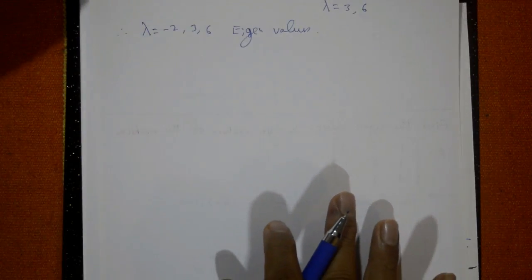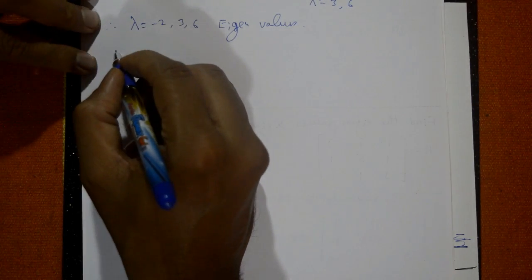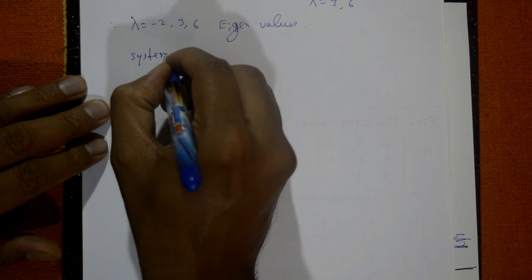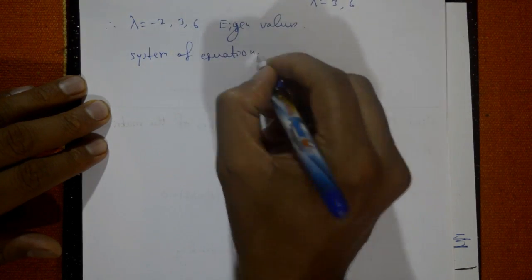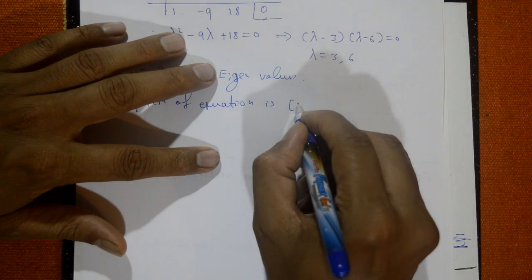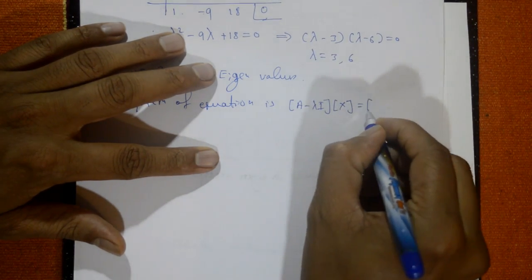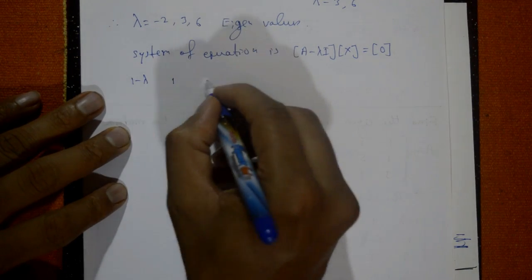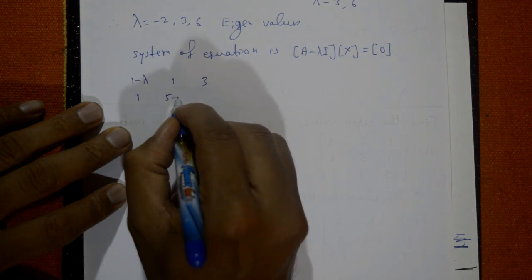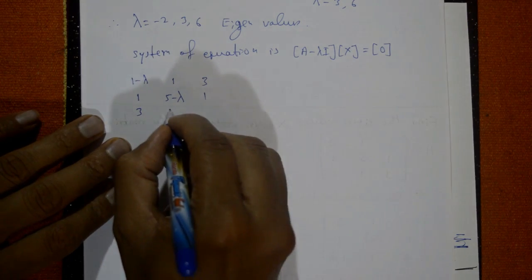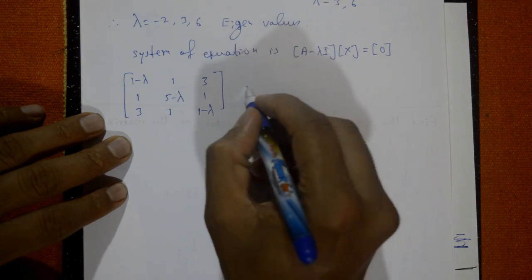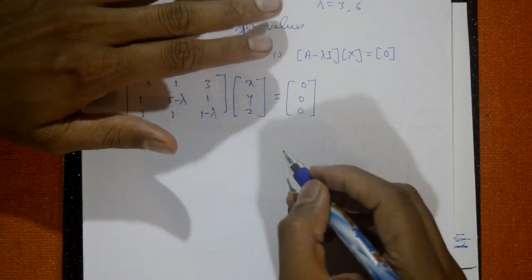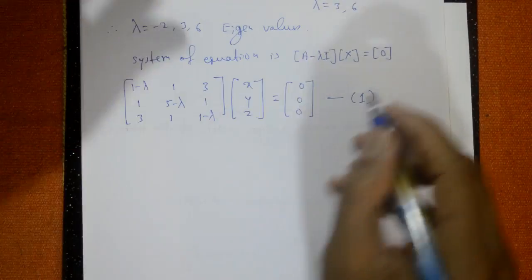Now find the eigenvectors. The system of equations is (A minus lambda I) into X equal to 0. That means the matrix [1 minus lambda, 1, 3; 1, 5 minus lambda, 1; 3, 1, 1 minus lambda] is A minus lambda I, multiplied by X, which is x, y, z, equal to 0. Zero means the null column matrix 0, 0, 0. This is equation number 1.